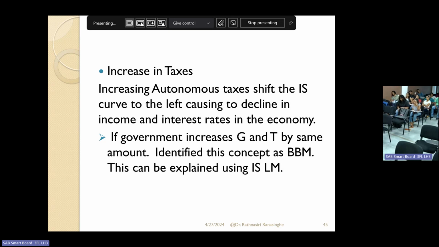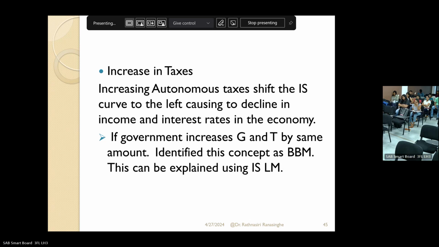So when there is a rise in the taxes, that shifts the IS curve to the left. That's a withdrawal. So now we are moving from E1 to E2, this is the equilibrium point. Finally, we come to this point, Y2, let's say R2. So the final effect is the net effect. The income increases from Y0 to Y2, which equals the change in government expenditure.